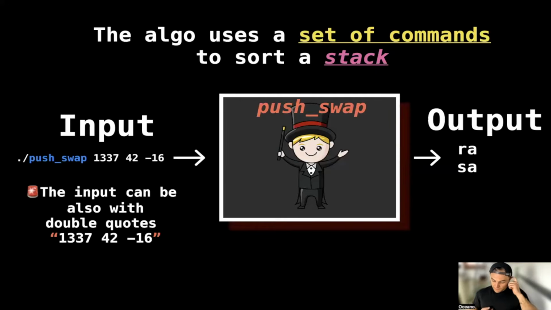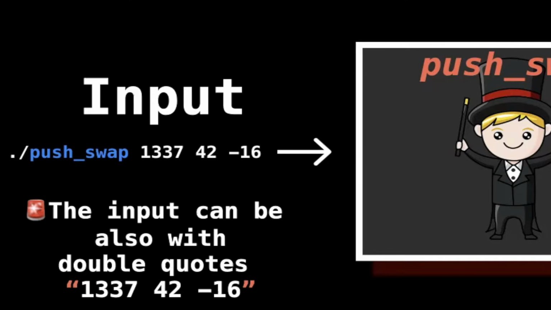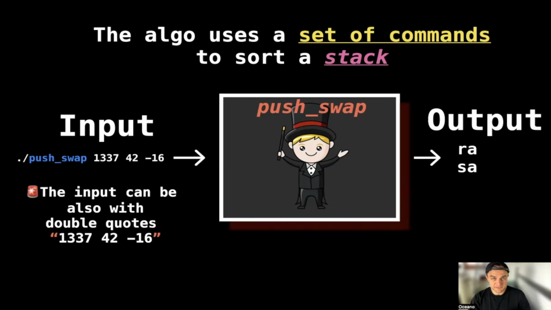So we start. I prepared this little presentation so we can understand very well what is going on, because first of all, we have to understand what we have to do. What is the task at hand? So basically, we have a series of numbers as an input, and we have to sort all these numbers in ascending order thanks to specific commands. So the commands are the constraint.